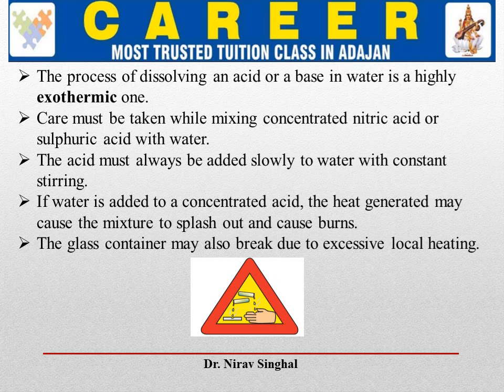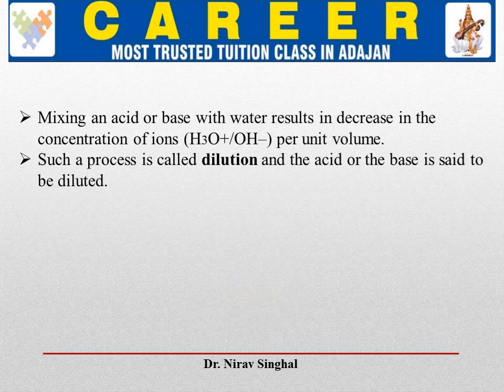You can observe that such a kind of warning signal is placed on the container of concentrated acid or base. This is the burning sign. If it comes in contact with your hand or any substance, it may get burned. So keep yourself very safe while handling the concentrated acid or base.